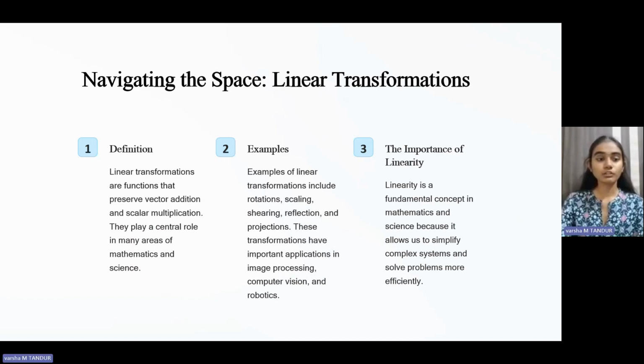The importance of linear transformations. It is a fundamental concept in mathematics and science because it allows us to simplify the complex systems and solve problems more efficiently.